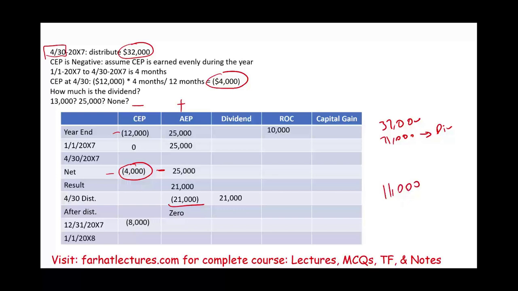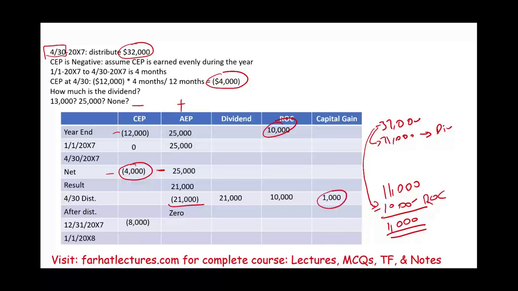Well, the first thing we're going to do, we're going to reduce. We have return of capital of 10,000. We're going to use up 10,000 as return of capital, and there's still going to remain 1,000 from the distribution, because the distribution is 32. 21 is AEP dividend. 10 is ROC, which is not taxable, return of capital. And the remainder is capital gain of 1,000.